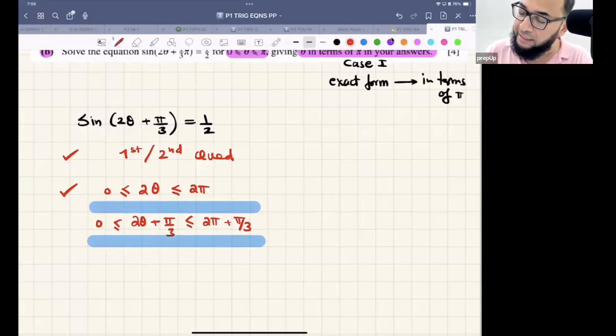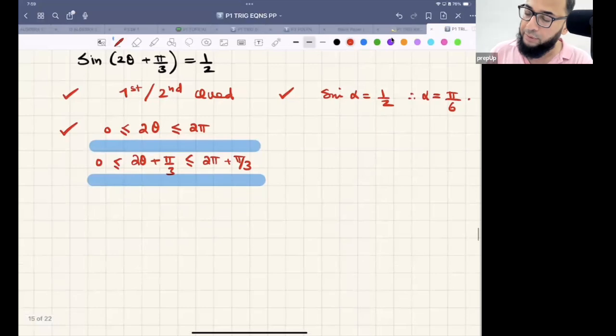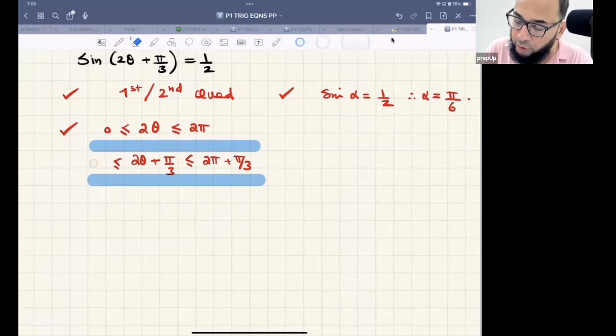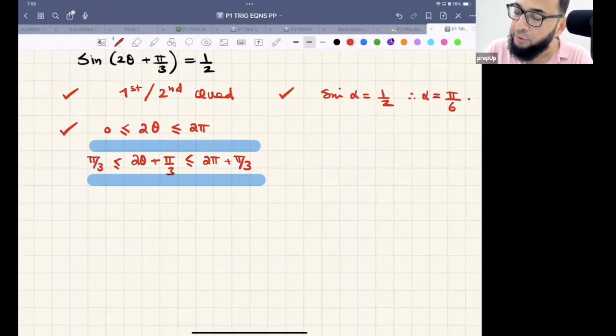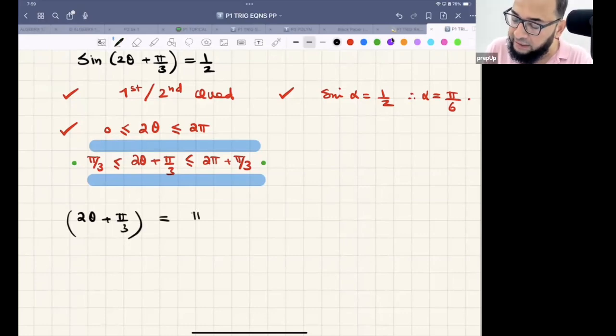Okay, so working on the sidelines, sine alpha equals half. Therefore, alpha is pi by 6. Now let's get started. And one more thing that I missed, you're adding pi by 3 to both sides. So this is pi by 3. Now this time I feel that something will happen which you have not seen before. Now let's work it out. When we work it out, 2 theta plus pi by 3 equals pi by 6 and pi minus pi by 6.